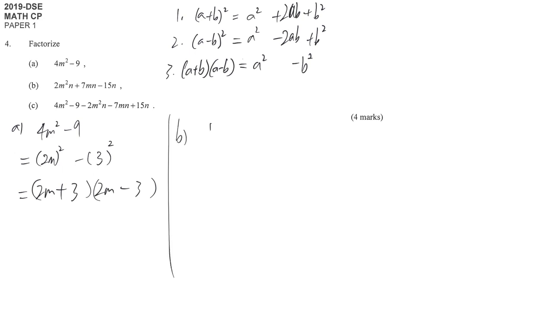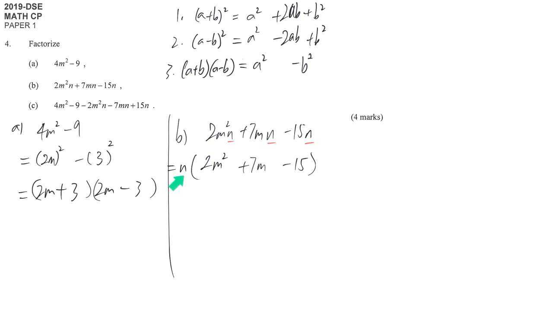Part B. 2m squared plus 7mn minus 15n. We don't find any common part between part A and B, so it's an independent part. This is m squared n, mn, n. We will find that n is common in all terms. That's why we should extract n first. Then we get 2m squared plus 7m minus 15.